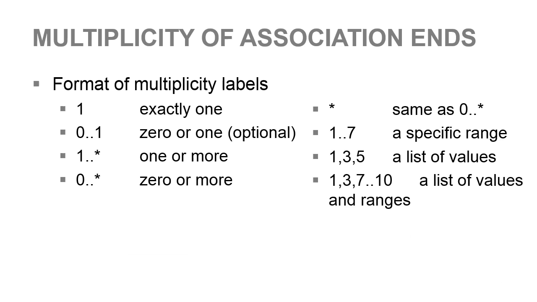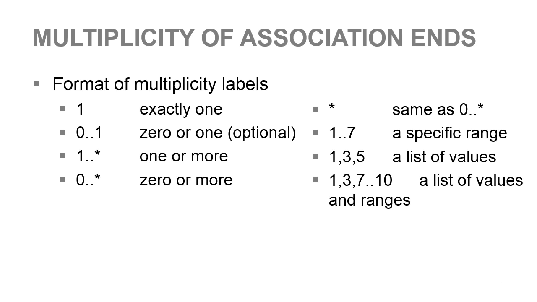There are a number of possible formats for the multiplicity values. 1 means exactly 1. 0..1 means either 0 or 1, so is used for optional associations. 1..* means 1 or more. 0..* means 0 or more, so is used for optional associations where there could be many participating objects. Star on its own is the same as 0..*.